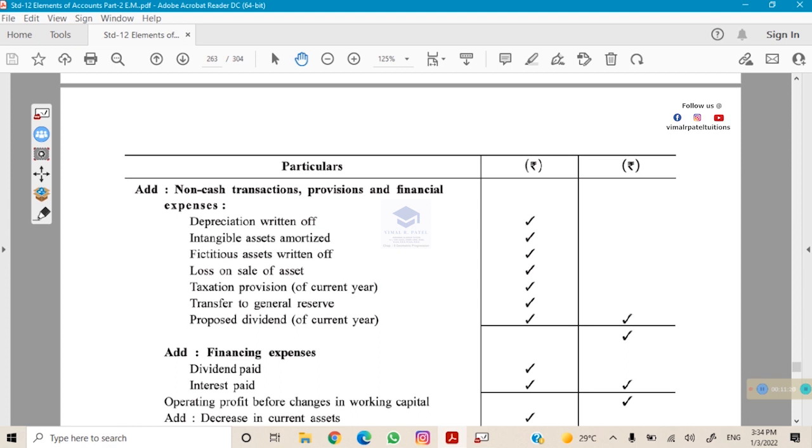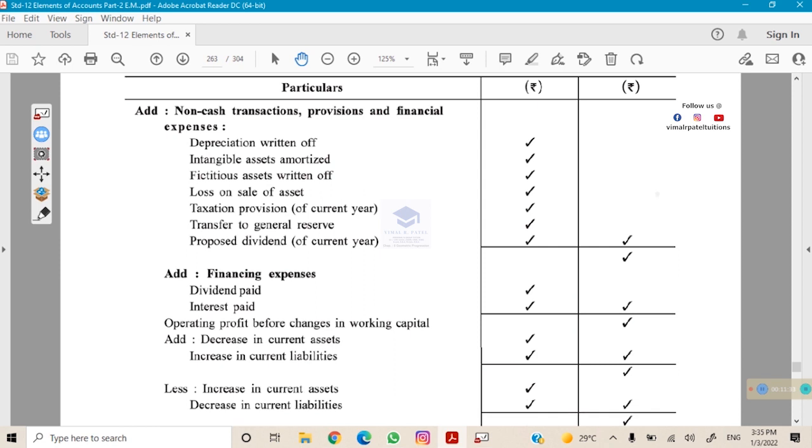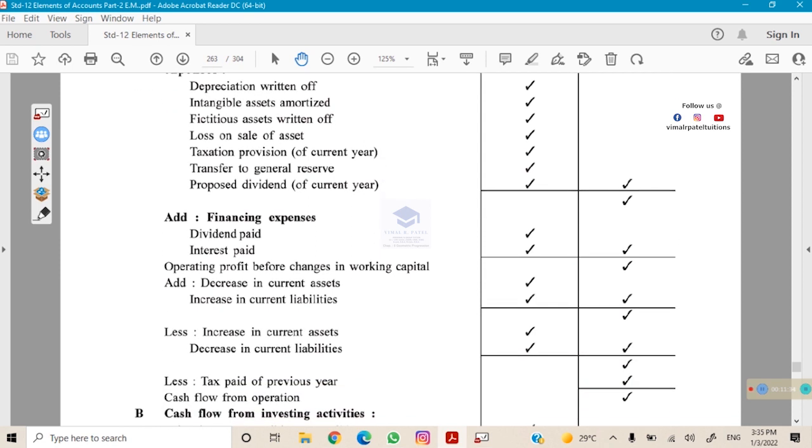So the current year's proposed dividend will be added, and the last year's proposed dividend which is paid will be subtracted in cash flow from financing activity. Then financing expense, dividend paid, interest paid. So this is called operating profit before working capital changes.